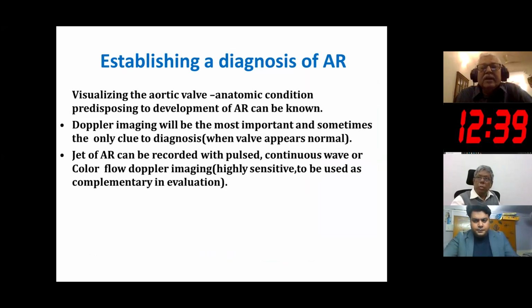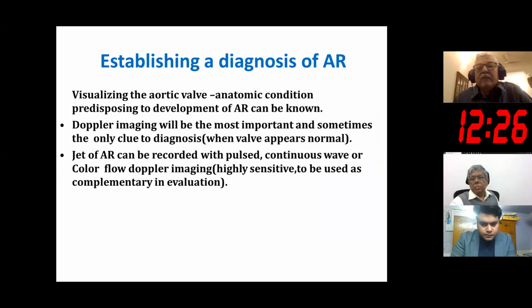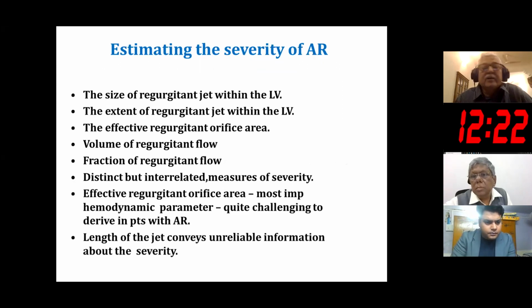Establishing a diagnosis of aortic regurgitation requires visualizing the aortic valve itself so that you know what anatomic condition is producing the AR. Doppler imaging is of course the most important and sometimes the only clue to diagnosis when the valve appears normal, especially as it can happen in mild to moderate aortic regurgitation.